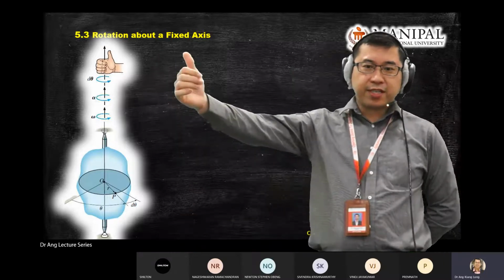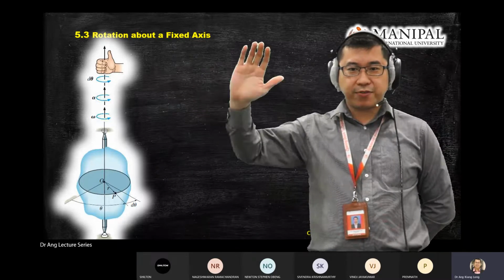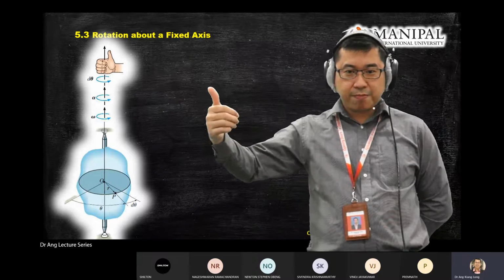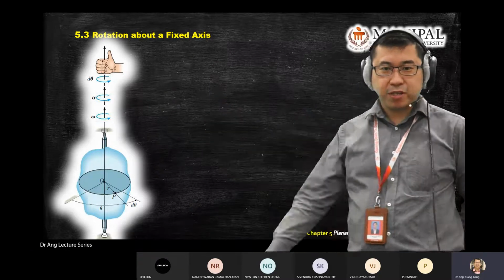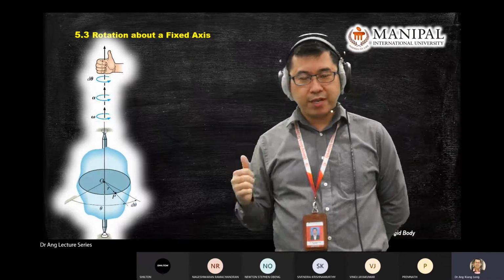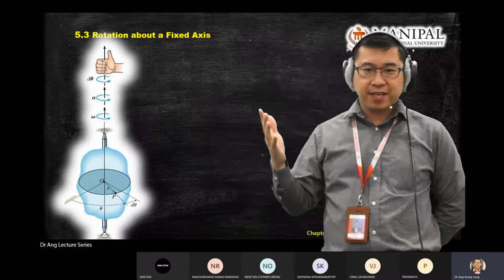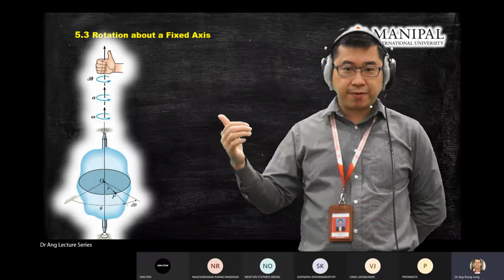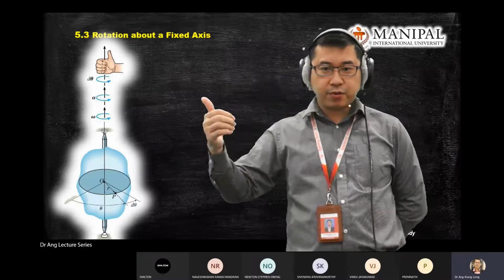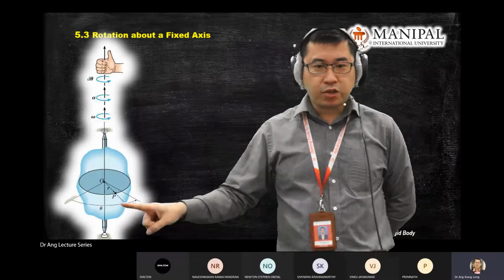What does your right hand tell you? What is the positive direction of rotation? What do your fingers tell you? Anti-clockwise direction is positive. So for rotation, we use the right hand rule as our tool. So every time you start solving for rotation, you look at your right hand. Your fingers will tell you the answer. So rotation is following your fingers. So this is anti-clockwise.